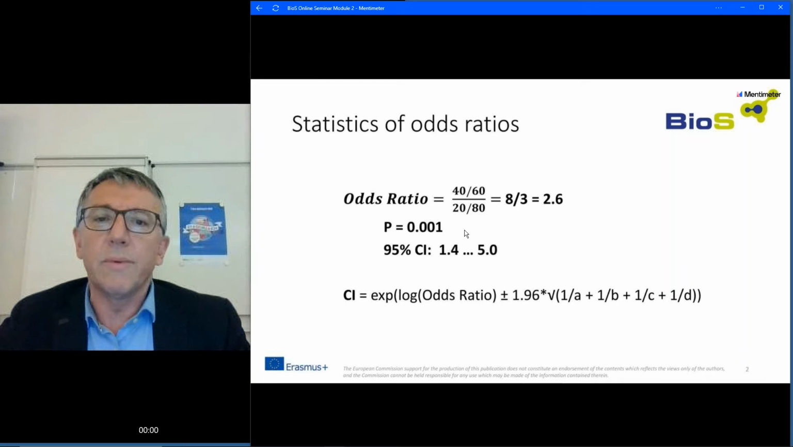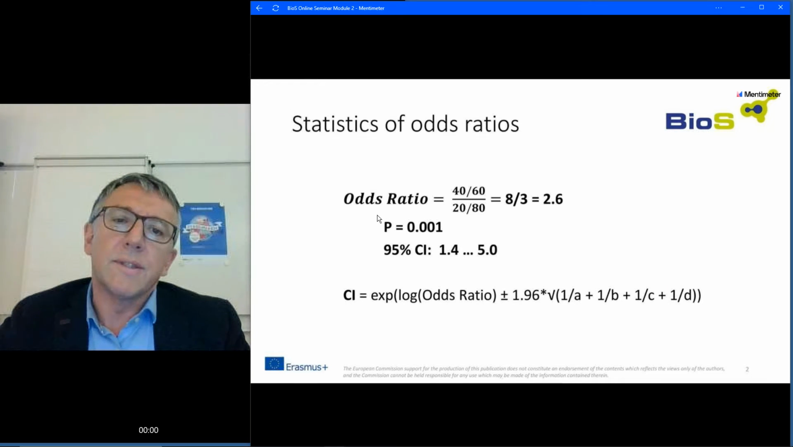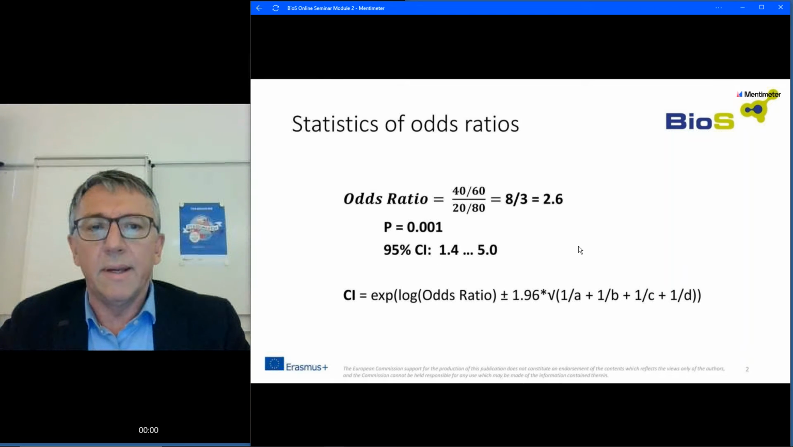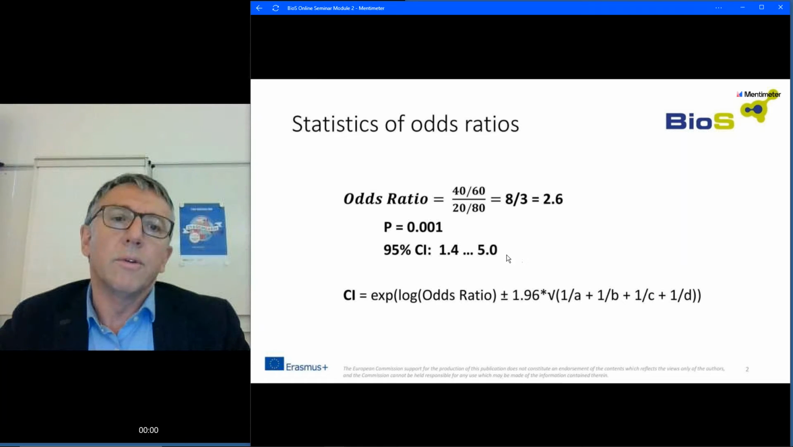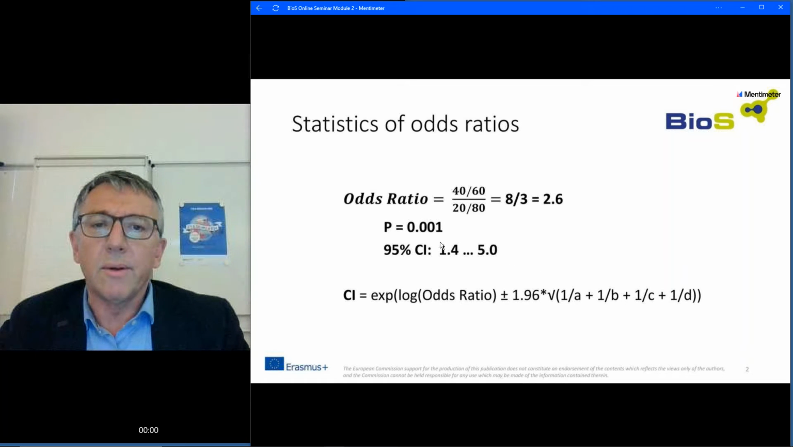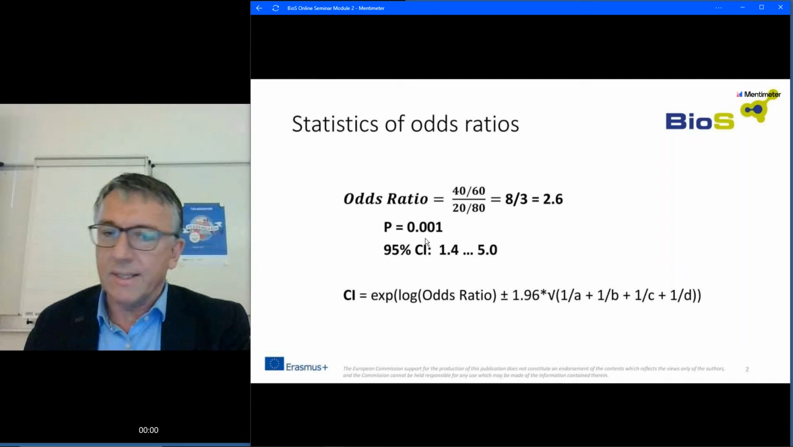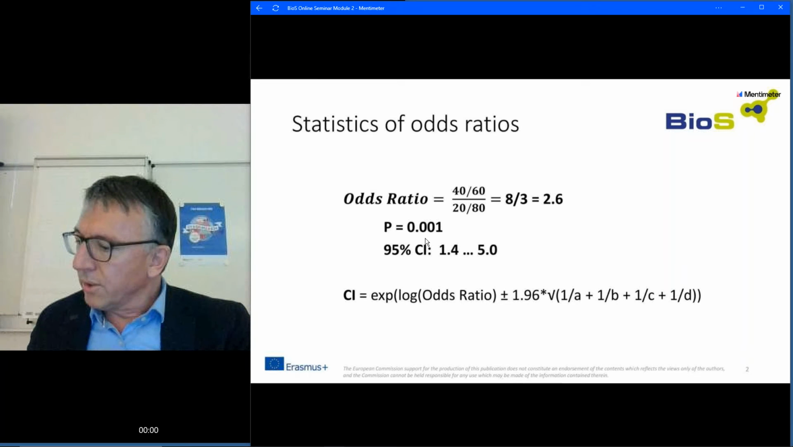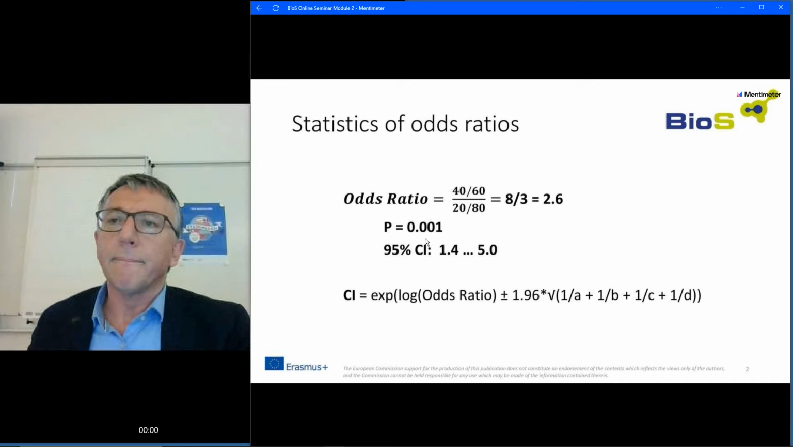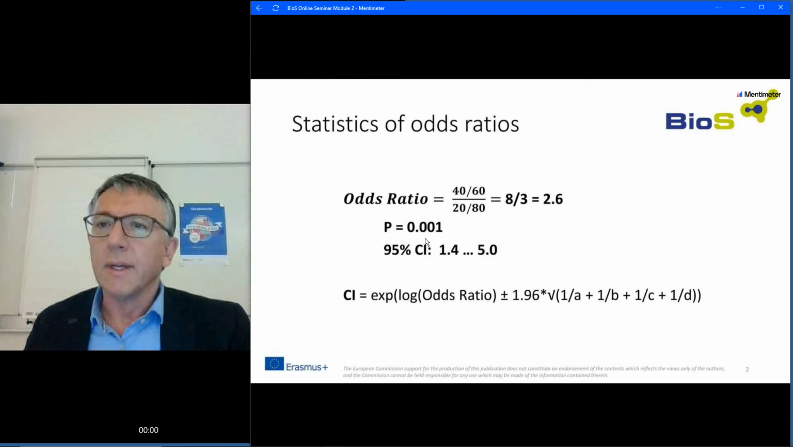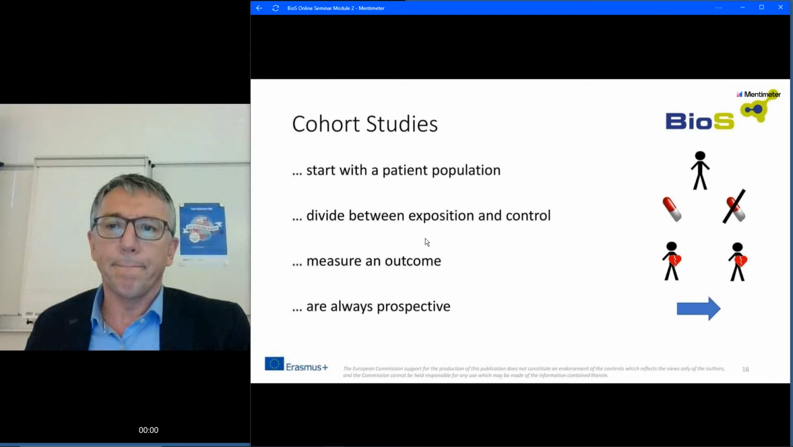And this was this question we had from the local audience. What is the test to be conducted to obtain this p-value? And this would be a chi-square test. So if you anywhere would like to calculate that p-value for an odds ratio, then you would use a chi-square test. So this was the information that you can obtain from case control studies. And now the last study design we want to touch upon is the cohort study.